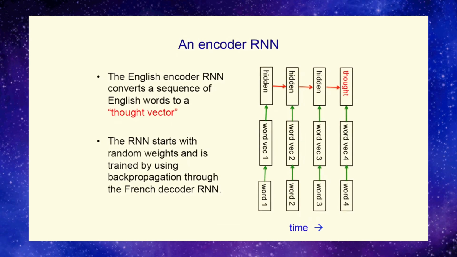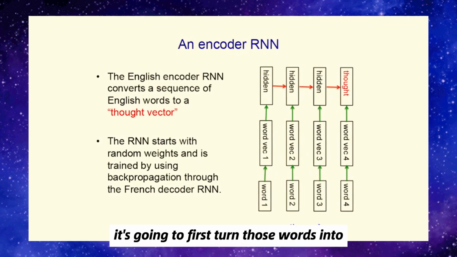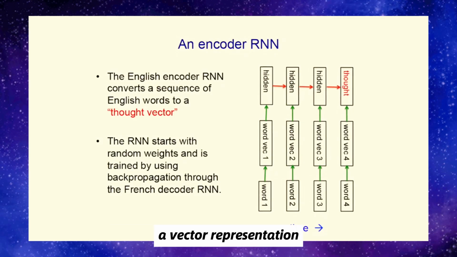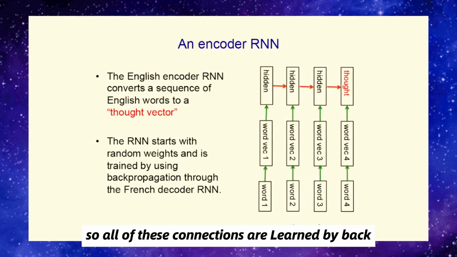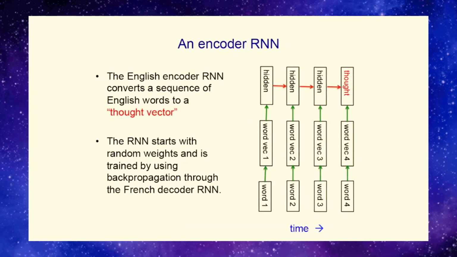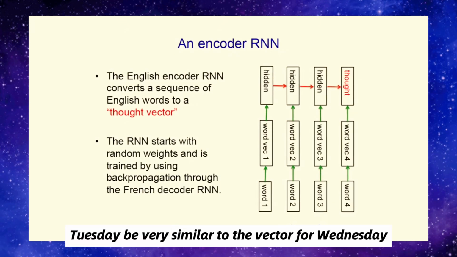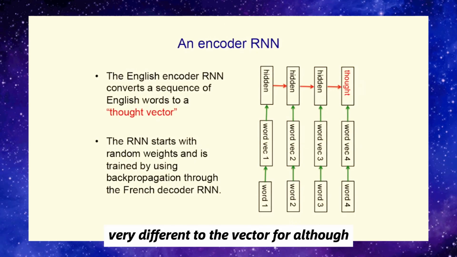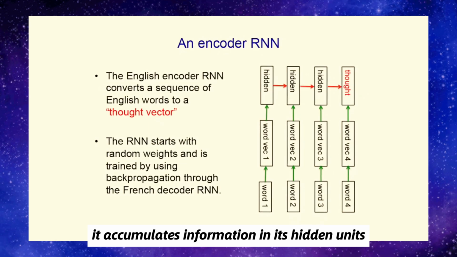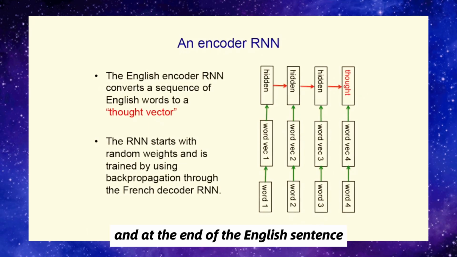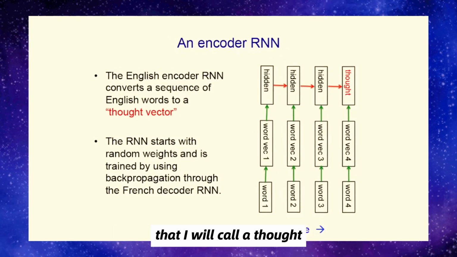So you're going to put words into this encoder network one at a time. It's going to first turn those words into a vector representation, which is a whole bunch of features. And it's going to learn to do that. So all of these connections are learned by backpropagating. And it's going to basically make, say, the vector for Tuesday be very similar to the vector for Wednesday, and very different to the vector for although. The words come in, it accumulates information in its hidden units, and at the end of the English sentence, at the top there, there'll be a state of the hidden units that I will call a thought.